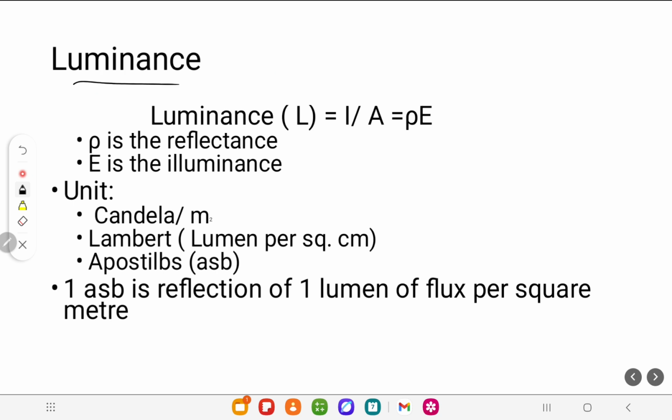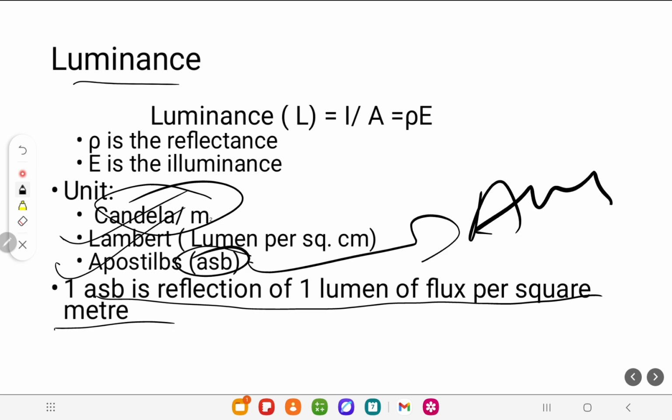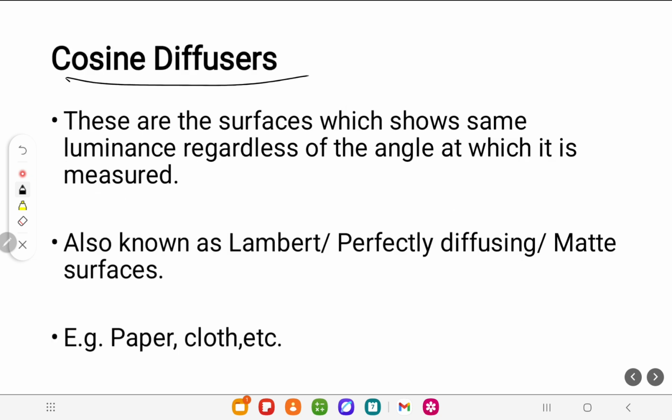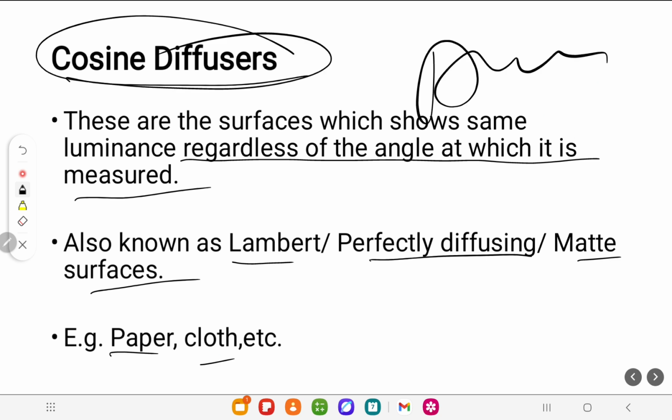So luminance is reflectance, in candela per meter square, which has other names, Lambert and apostilb. One apostilb is one lumen per meter square, and you can see this apostilb unit when you are talking about automated visual field and the environment. Cosine diffusers are surfaces that show the same luminance regardless of the angle at which it is measured. That is known as Lambertian, perfectly diffuse and matte surfaces. You'll see this cosine diffuser in AVF and GVF; the surfaces are both cosine diffuse surfaces.